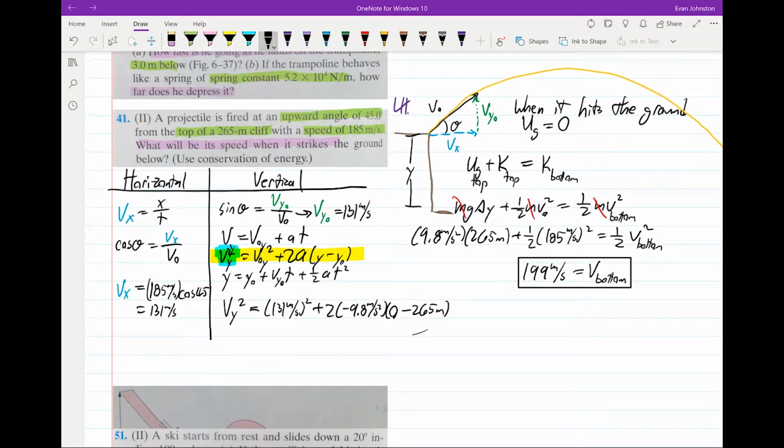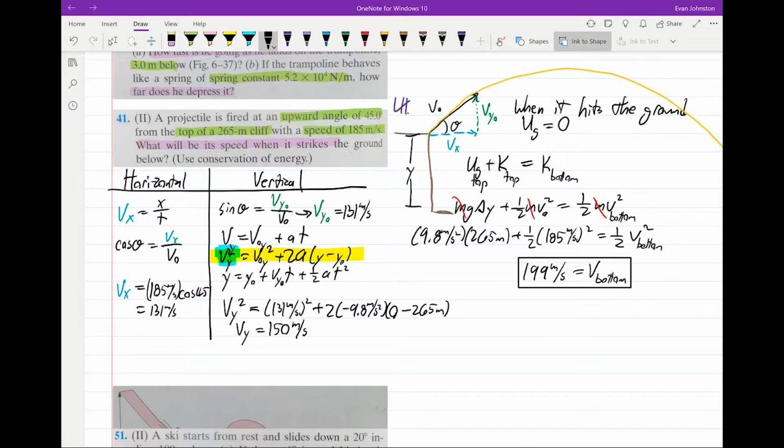When I multiply these and add it to this, and then I take the square root, I end up getting that our final y velocity, when it's about to hit the bottom, is 150 meters per second.